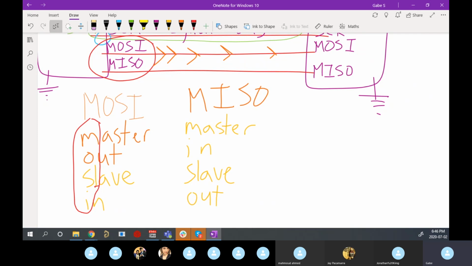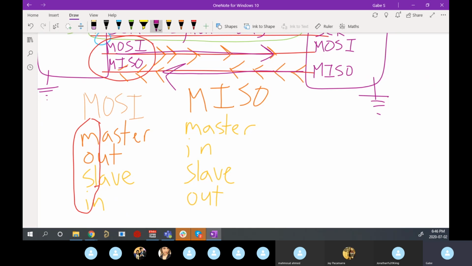And we need this distinction because we're full duplex again, right? In I2C, we only had one data line that shared data. So MISO, master in, is going into the master, and it's coming out of the slave, right? So it's going this way. So you can see you have 2 flows of data, one going this way, one coming back this way. That's what gives us that full duplex nature, and we can transmit and receive at the same time.